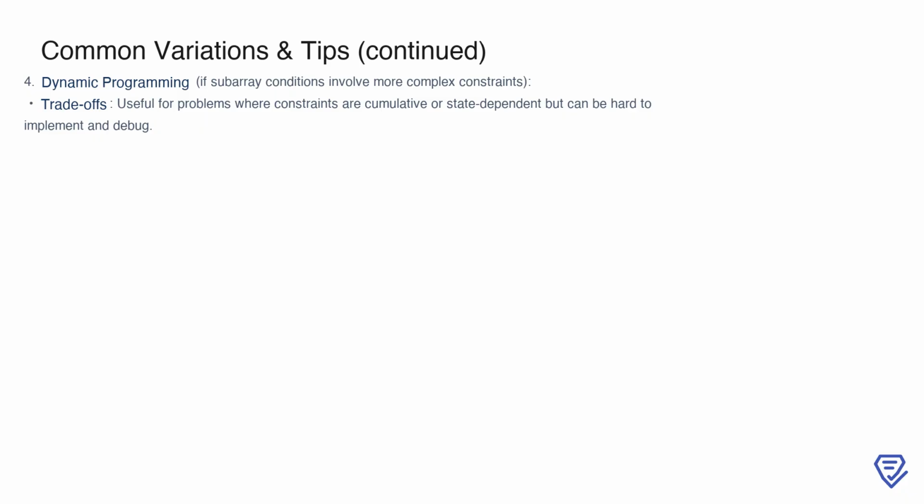For more complex variations of subarray problems, dynamic programming may be a better approach. This is particularly true when the problem involves cumulative or state-dependent constraints that can't be handled with simpler techniques like prefix sums or sliding windows. The trade-off with dynamic programming is that it tends to be harder to implement and debug compared to other methods. However, it can be a powerful tool for tackling challenging constraints that require tracking multiple states or conditions simultaneously.